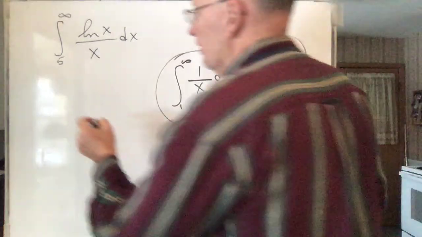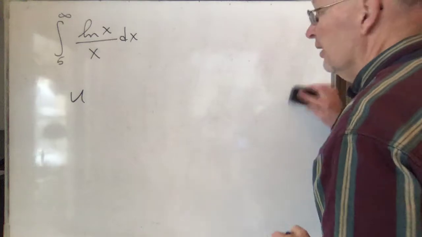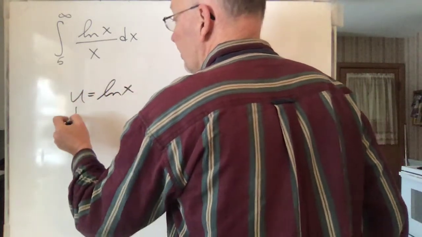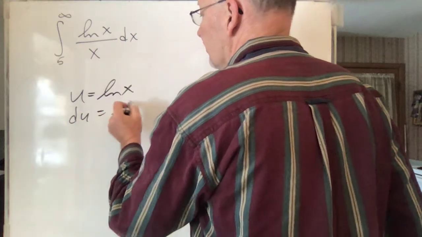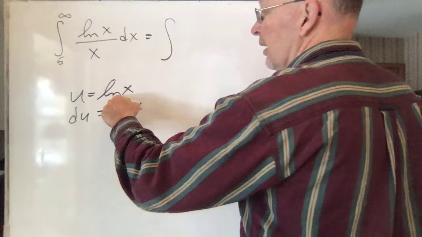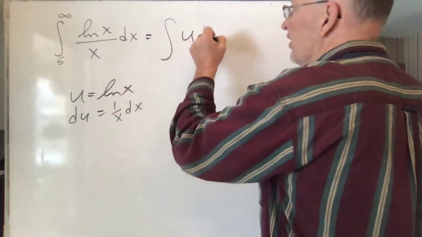This one is easier to do. All you have to do here is just use a regular substitution. Let u be equal to the ln of x. du is equal to 1 over x dx. Look at here. It's going to be u. 1 over x dx is just du.